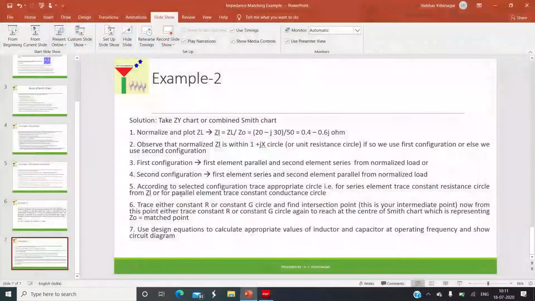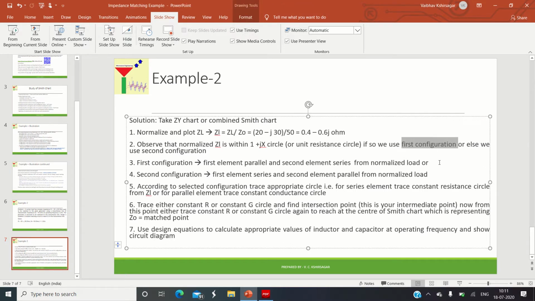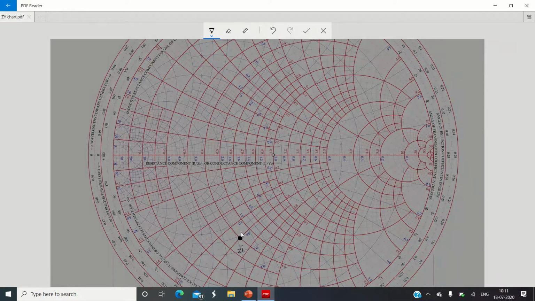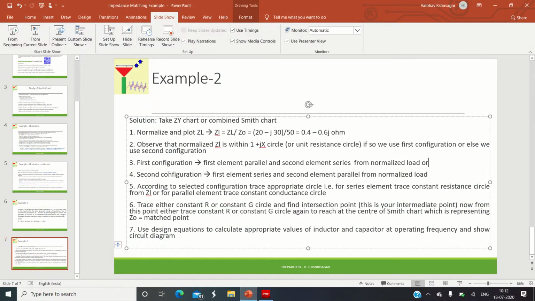So the same step is mentioned over here. Say if the point is located inside the 1 plus jx circle, then we will use the first configuration. If it is not, then we will use the second configuration. Now here we clearly observe that our plotted point is not located inside the 1 plus jx circle, right? So that means we will go for using the second configuration. So what is the second configuration? We will skip the third step then.